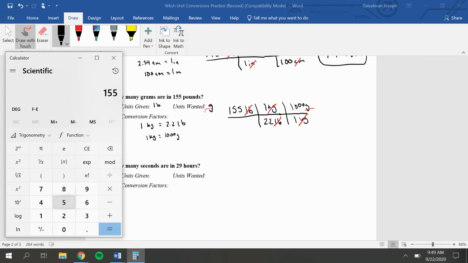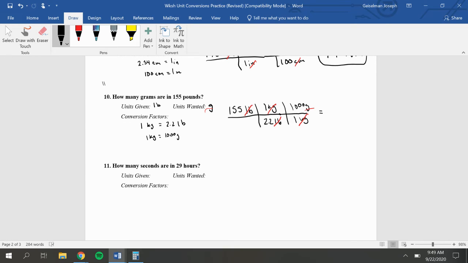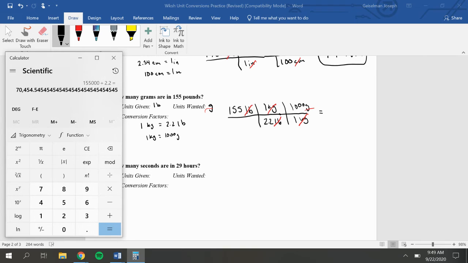So now I can take my calculator. I can go 155 times 1 times 1,000. That's 155,000. And I'm going to divide that by 2.2 times 1. So I'm going to divide the whole thing by 2.2. And I get 70,454 grams.